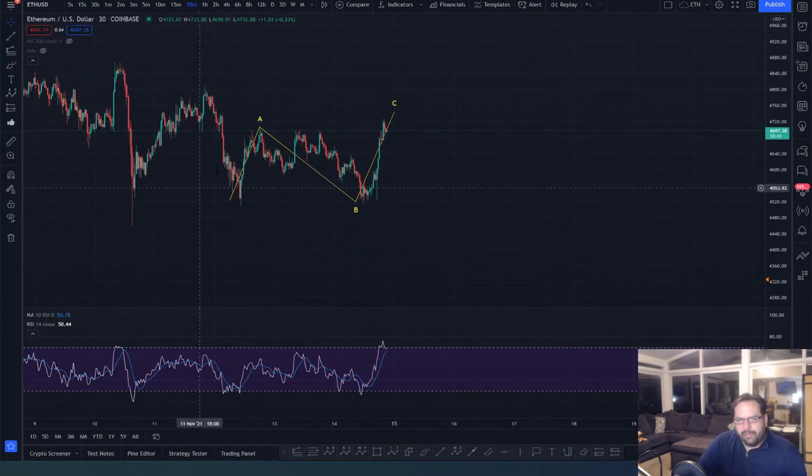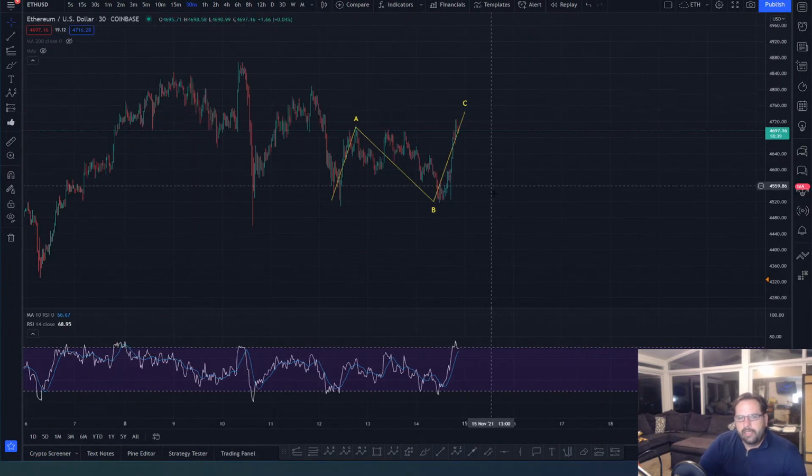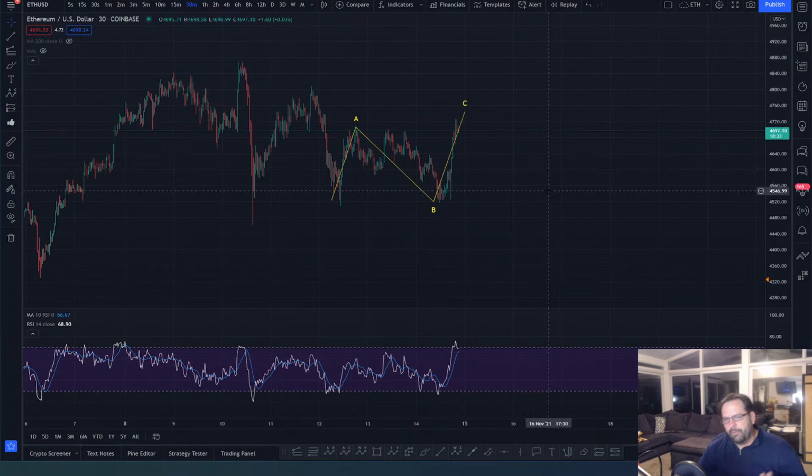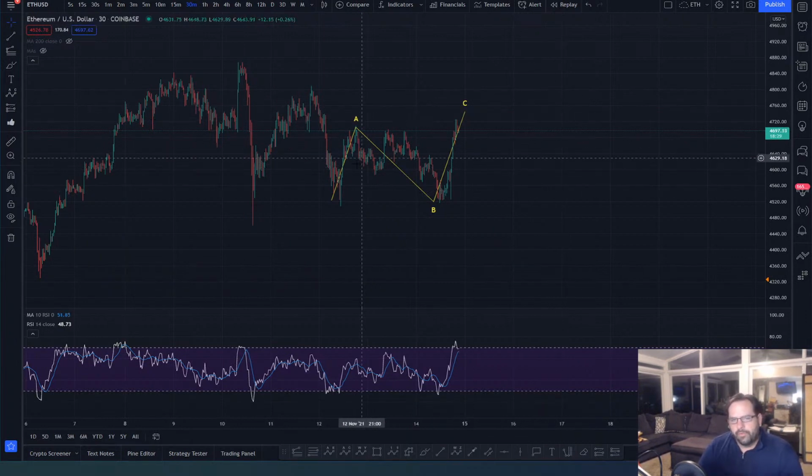So that's the way I'm kind of looking at Ethereum very quickly. I could be wrong on that. Obviously, I could be wrong on any of these charts, guys, but this is the way it's looking from an Elliott wave standpoint. Just a quick perusal at the chart. So this is the way I'm thinking about it.